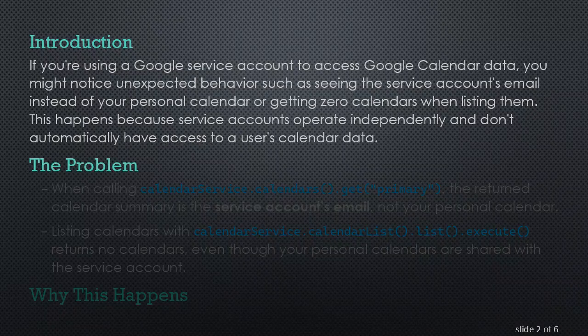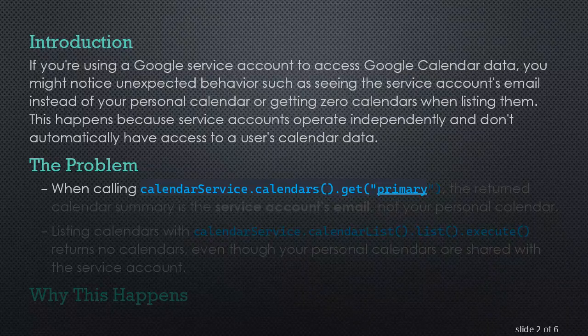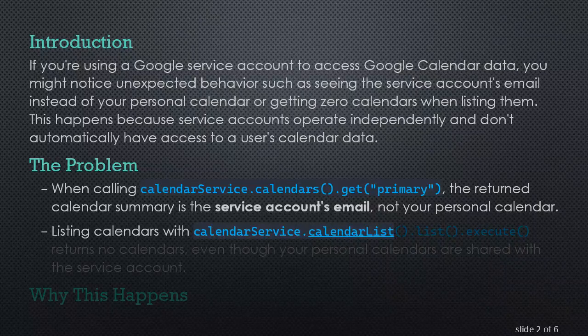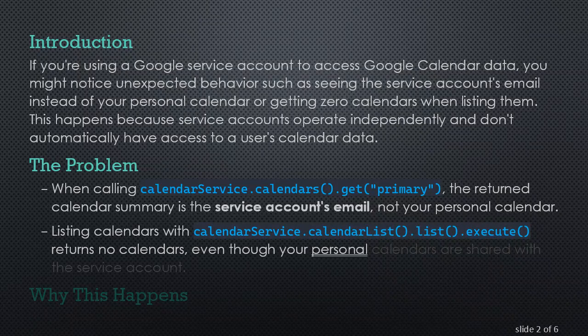The problem. When calling calendarService.calendarList.get primary, the returned calendar summary is the service account's email, not your personal calendar. Listing calendars with calendarService.calendarList.list.execute returns no calendars, even though your personal calendars are shared with the service account.